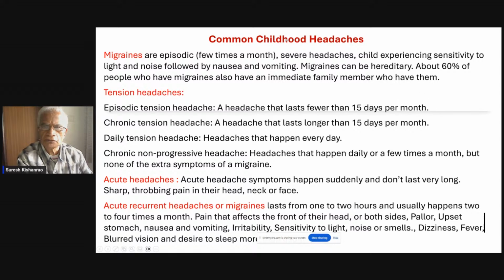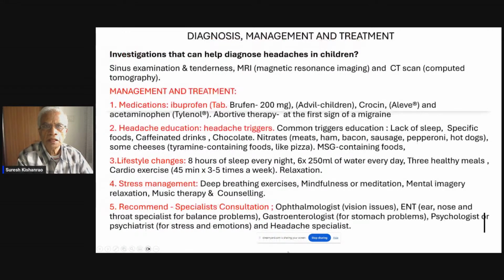This is again a summary of common childhood headaches: migraine and tension headaches. Sometimes they get acute headaches, basically because of some throbbing pain in the head, neck, or face. Acute recurrent headaches need to be addressed separately. Basic management in children involves medications, as I told you. If paracetamol does not help, an NSAID like Brufen should be given in a small dose, 200 milligrams for a child of 10 to 12 years plus. If the child is under 5, better avoid Brufen.